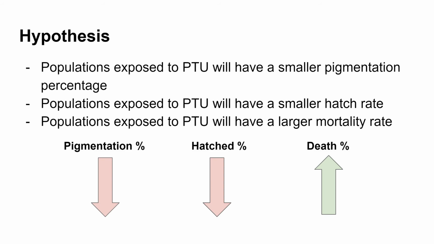Due to the inhibition of tyrosinase and reduced production of melanin, we hypothesized that the pigmentation percentage would decrease in populations exposed to PTU. And due to underlying effects of PTU, or side effects due to a disrupted melanogenesis process, populations exposed to PTU were hypothesized to hatch less and die in greater numbers.